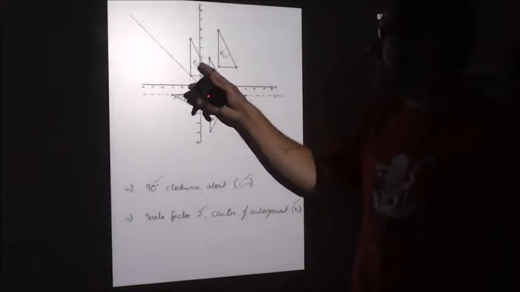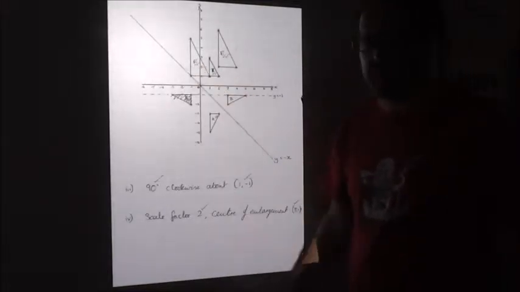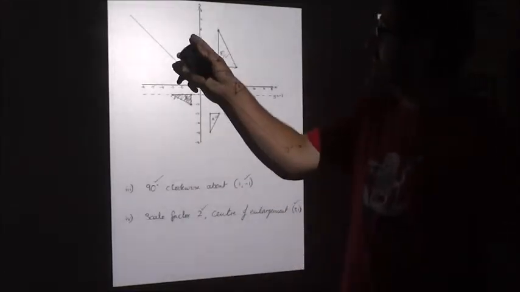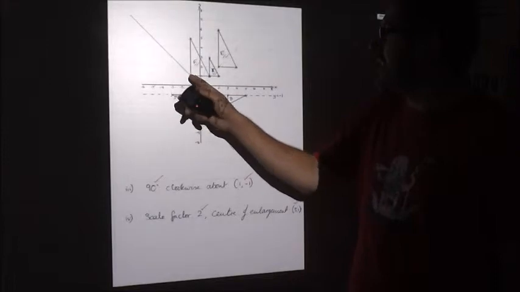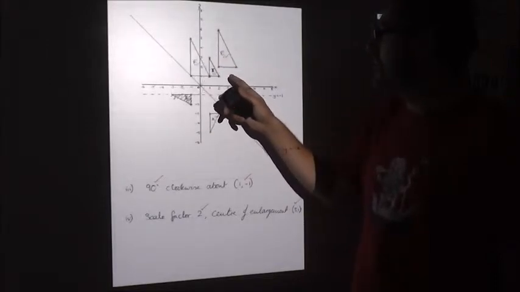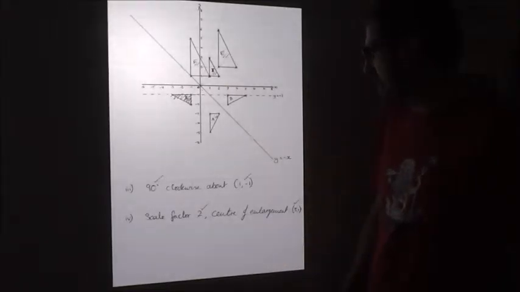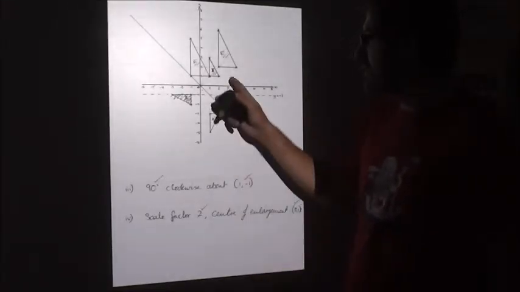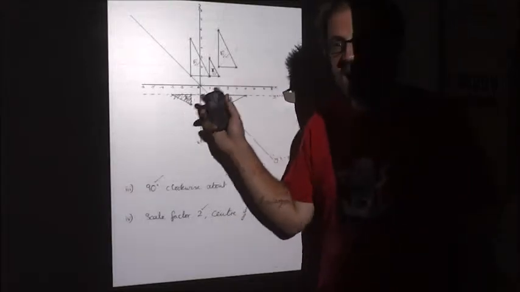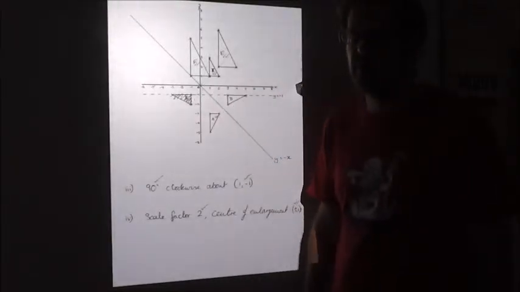But for T to F, it's a scale factor 2 because things have got 2 times longer. The centre of enlargement, if you followed the lines back through, they would cross at 3, 1. So 3, 1 is the centre of enlargement there. Make sure you label everything clearly, make sure you've got a sharp pencil, and of course using a ruler.